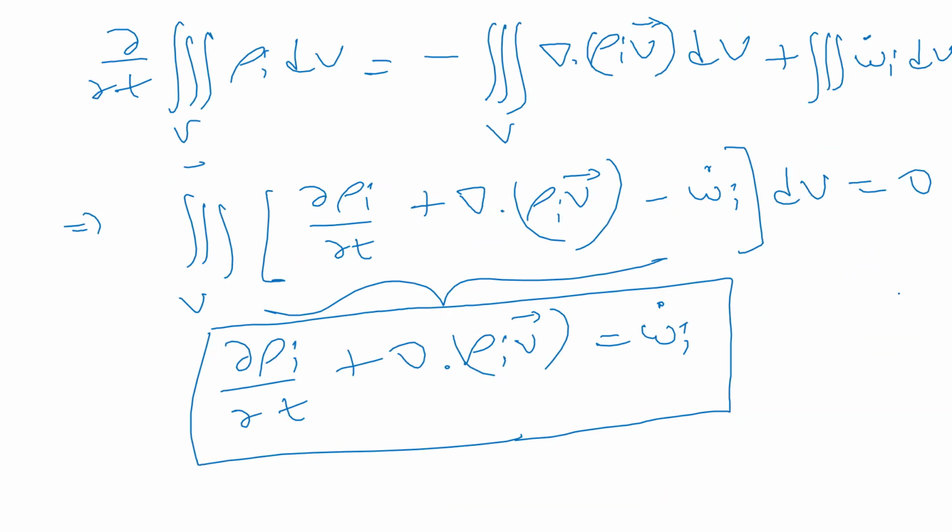Like this, we will write the equation for all the species present in the system. We write it for n minus 1 species, and one extra equation which we will take is sigma rho i equal to rho.